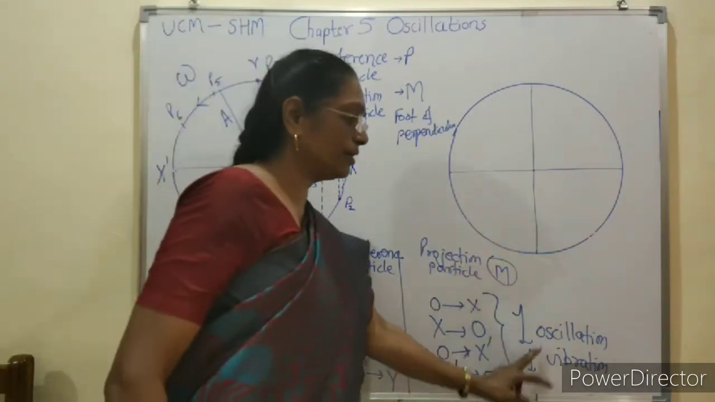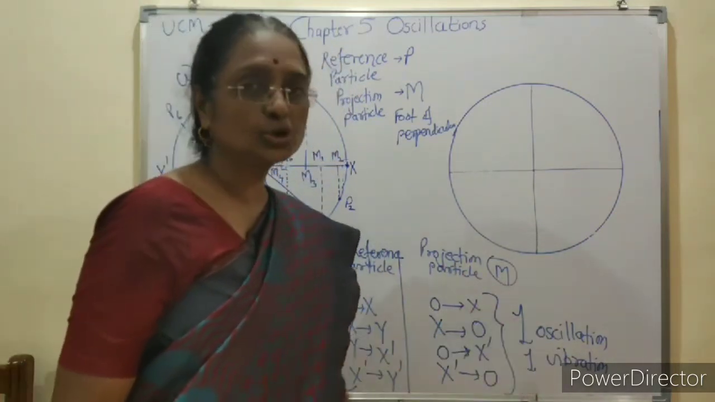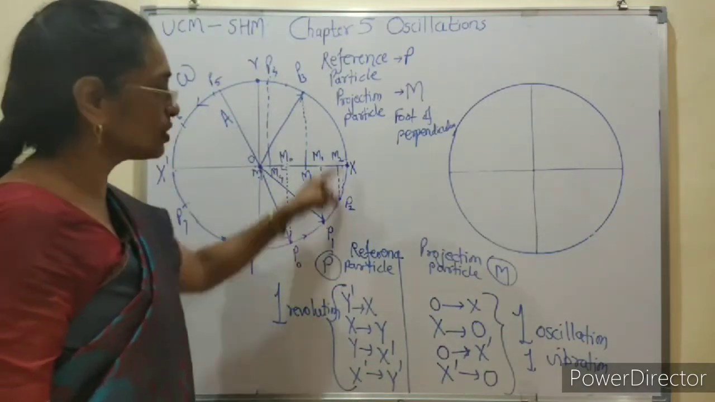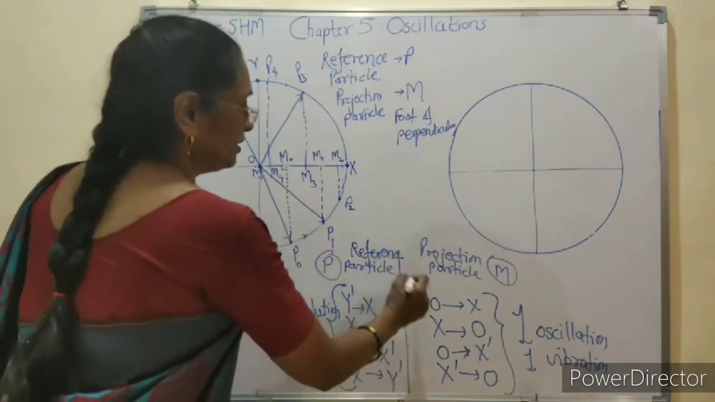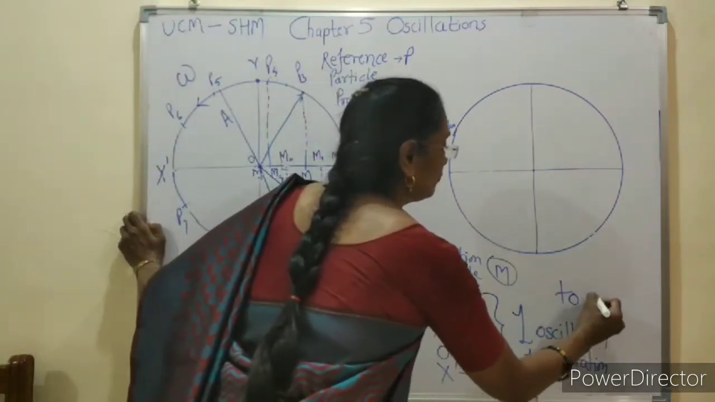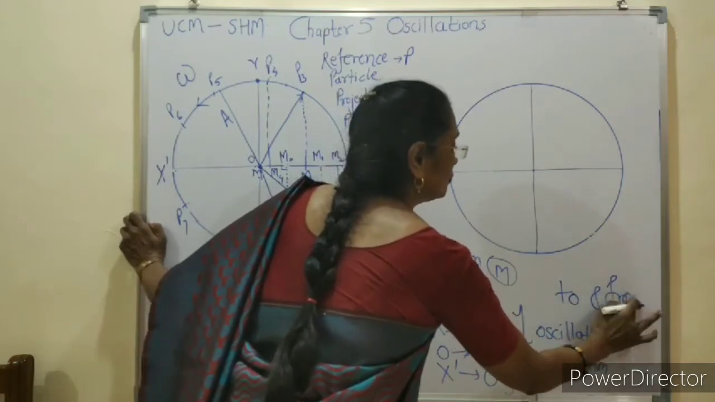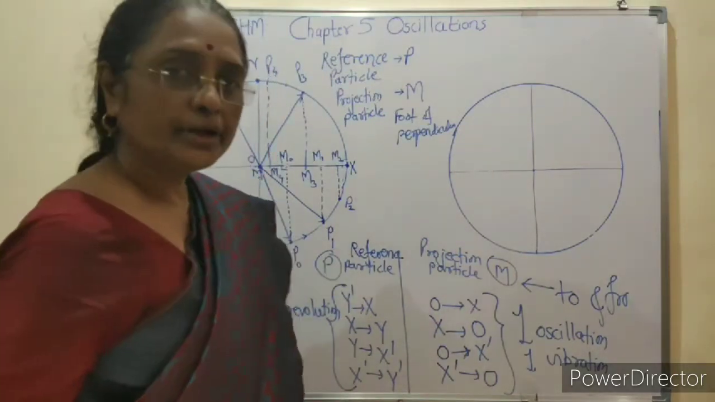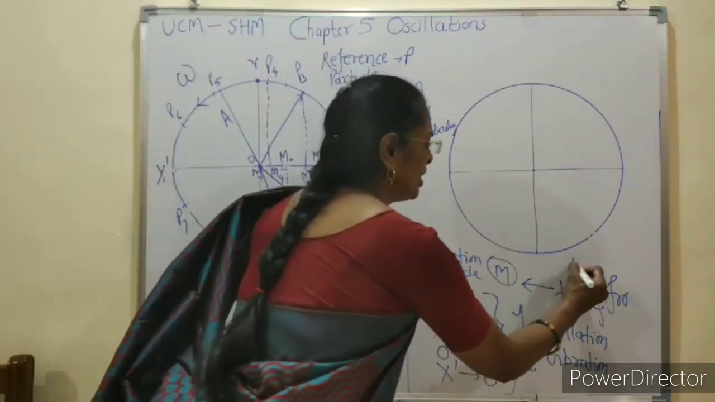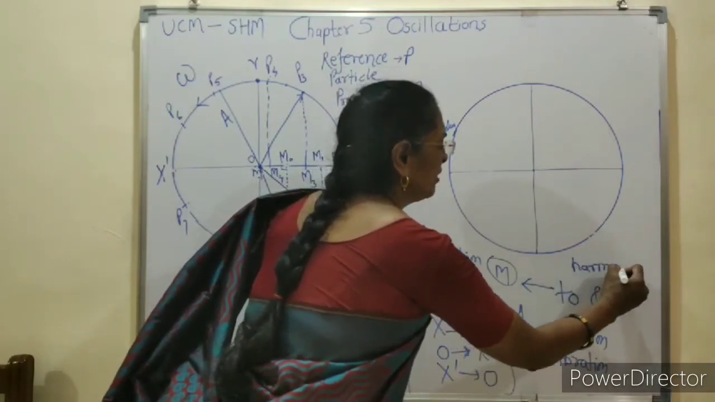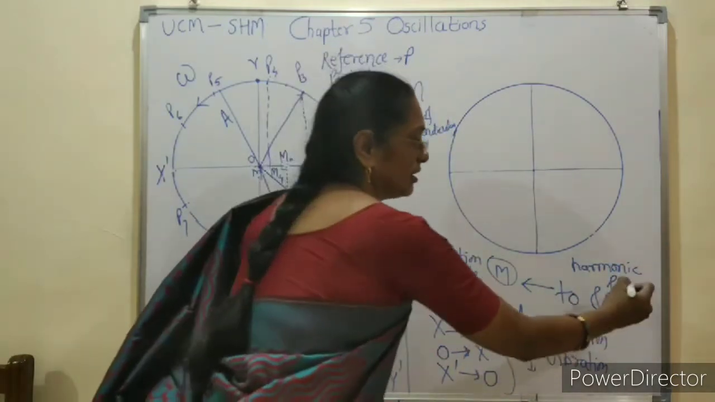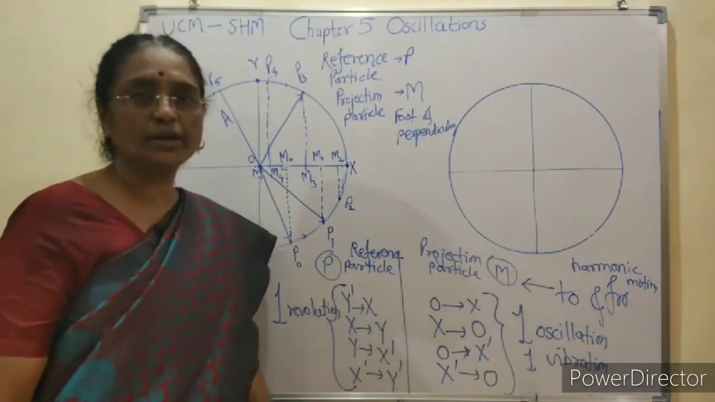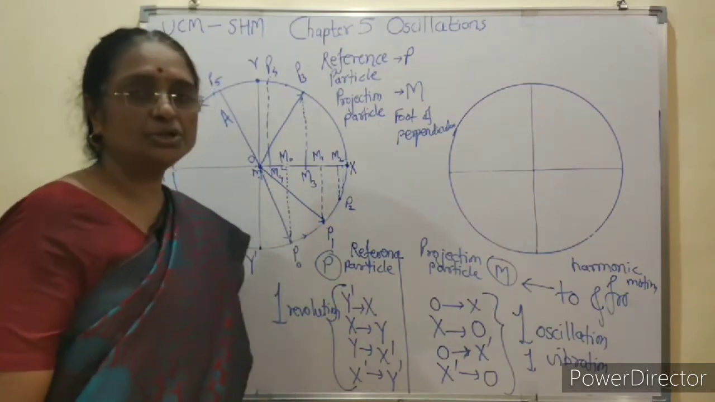For the projection particle, it is harmonic motion, because particle P continuously moves along the circumference of the circle. Continuously there is to and fro motion for the particle M. It can be repeated, it is periodic motion, it can be represented by a harmonic function, it is harmonic motion. And we have to show it is simple harmonic motion by considering the geometry of the figure.